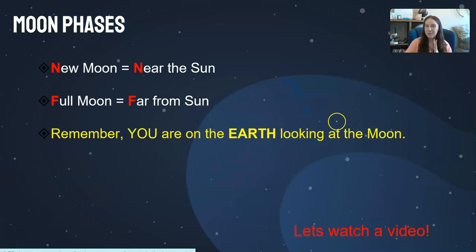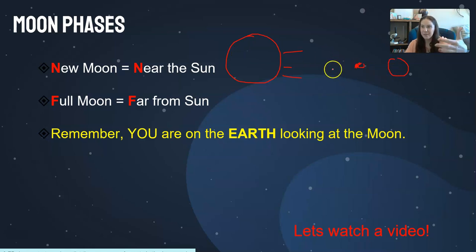Now we've got the new moon versus the full moon. So the new moon is what happens when the moon is near the sun. So remember I said just a second ago that we've got the sun and we've got the earth, and when the moon is in between us, the sun will shine on only this side of the moon. We can't see it. It looks like it's not there at all. We know it is, but we can't see it because the sun is shining on the part of the moon that we can't see. This is when the moon is near the sun.